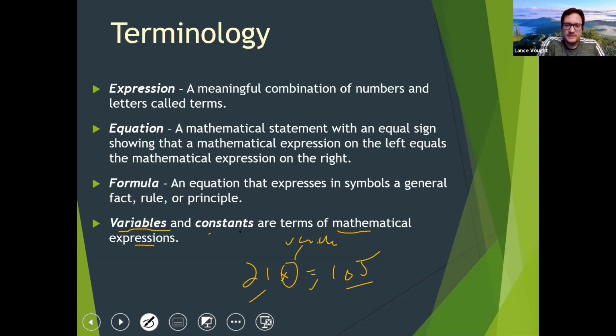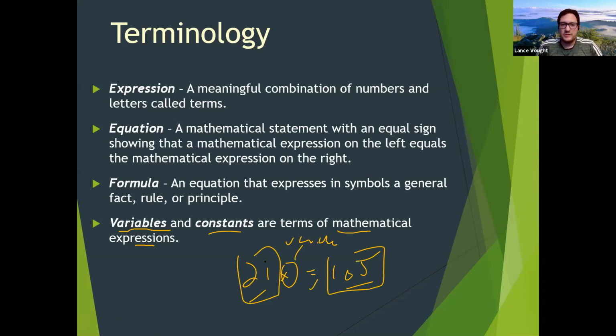And then constants are just things that don't change. So this 21 is a constant. The reason why is it's a scalar that scales up x by 21 times whatever x is. And then 105 is a constant because it's just a number. So a variable is these like letters. Constants are either scalars, coefficients, numbers. Formulas are things that help you solve equations. Equations have an equality. Expressions are just mathematical combinations.